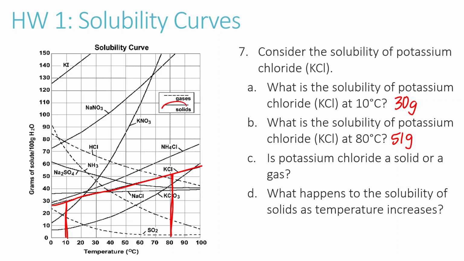So according to my key here, a solid line, like we have for KCl, indicates to us that this is a solid. So what happens to the solubility of solids as temperature increases? So the solubility also increases. And this is true for most solids. So for example, when you're making your sweet tea, you dissolve the sugar when the tea is still warm, because it will have a higher solubility. You don't put the sugar in when the tea is already cold and has ice cubes in it, because then you're going to have a really hard time getting it to dissolve.